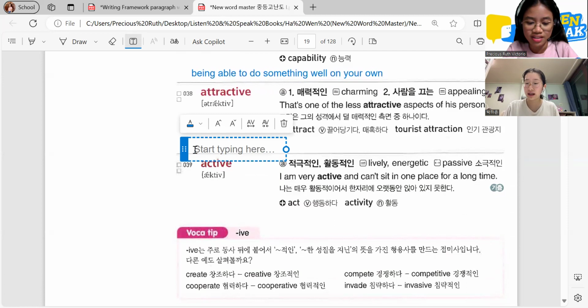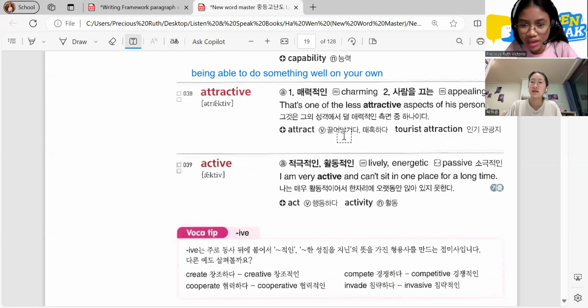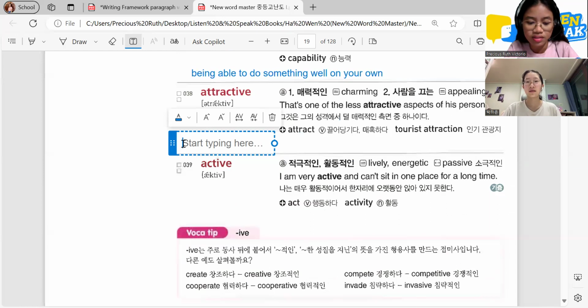Okay, next is attractive. That's one of the less attractive aspects of his personality. Okay, so that is attractive. And we have another word, attract. Okay, we have tourist attraction. Do you know what attract is? Yeah. Okay, what is attractive? Read the person. One more?